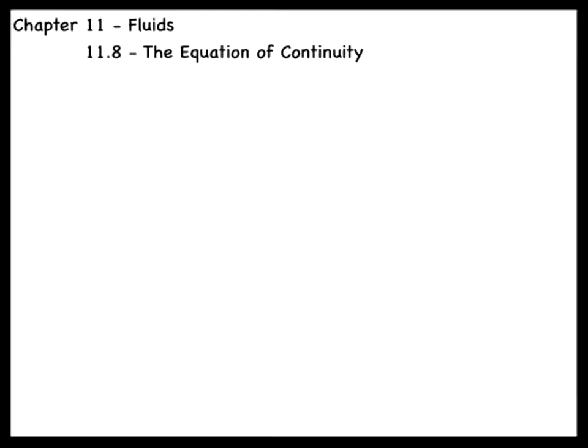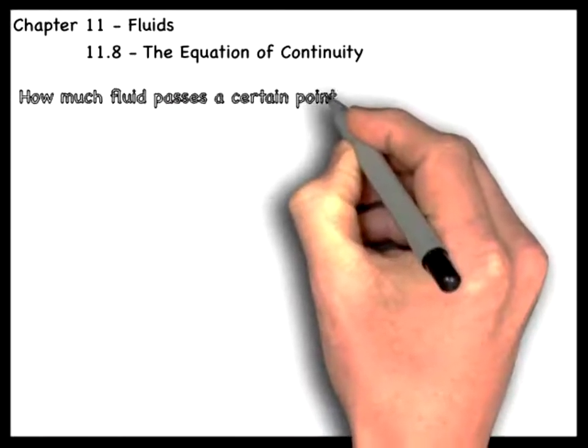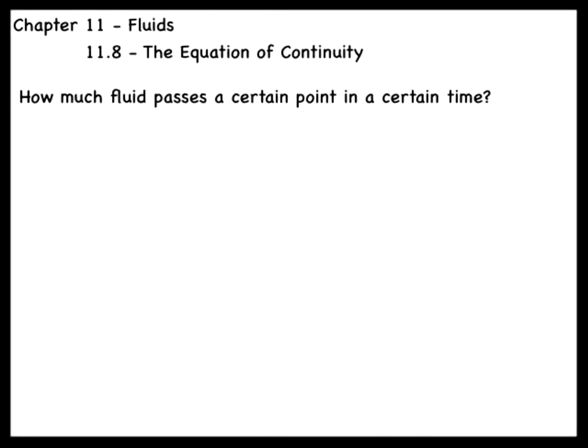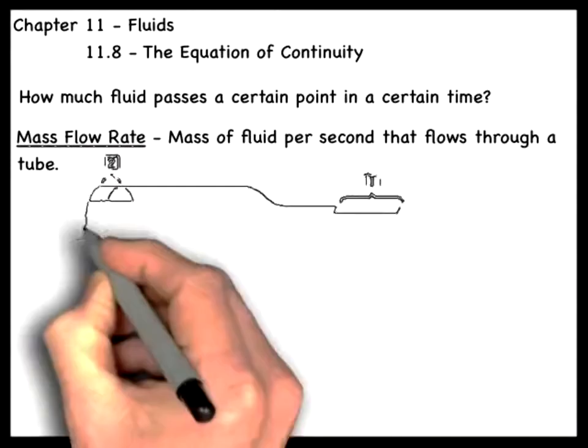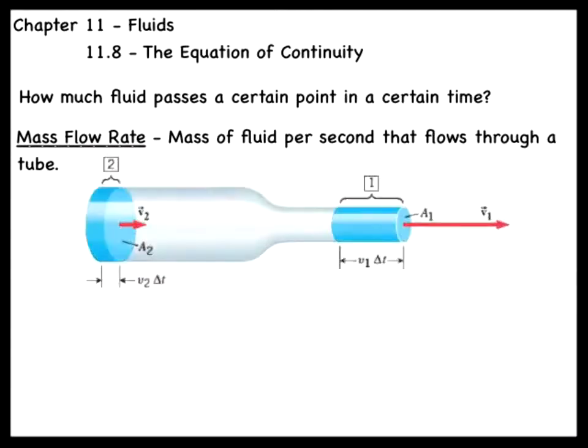As we continue to study fluids in motion, one reasonable question to ask is how much fluid passes a certain point in a certain time. The mass of fluid per second that flows through a tube, for example, is called the mass flow rate. The figure shows a small mass of fluid shaded in blue moving along a tube.